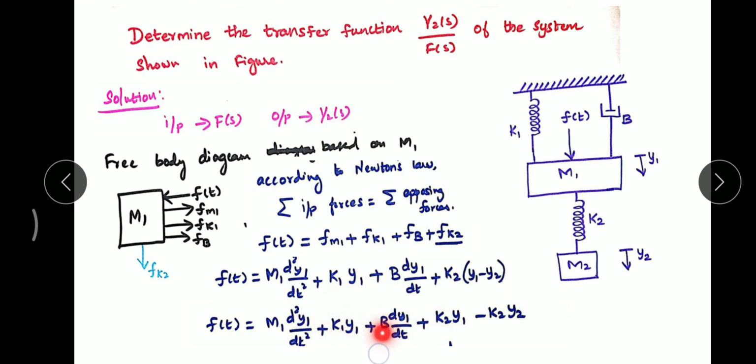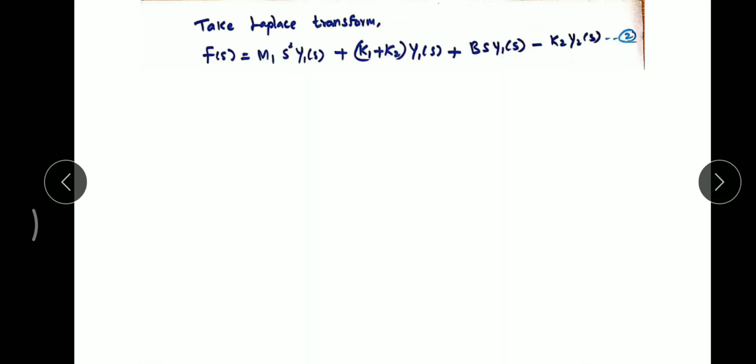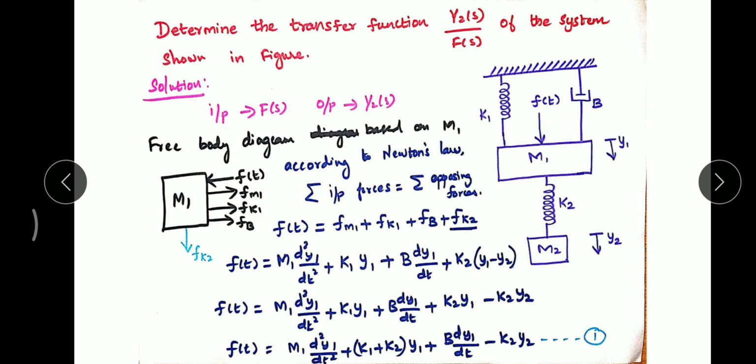Let's rearrange the equation. You simply bring all the y1 terms in front, and then you write the y2 terms. This is the first differential equation. We are rearranging the terms again, and this is equation number 1, which is the first differential equation. This is done by drawing the free body diagram based on m1. And now let's take the Laplace transform. While taking the Laplace transform, it is very simple that f of t will be f of s, and y1 will be capital Y1 of s. The differential term d square by dt square will be s square, d by dt will be s.